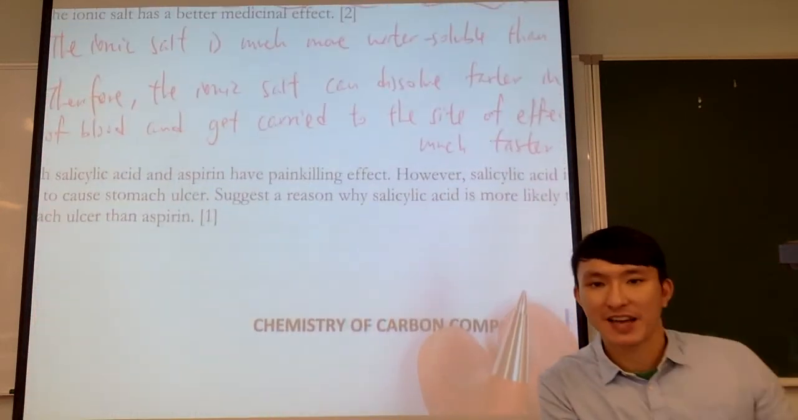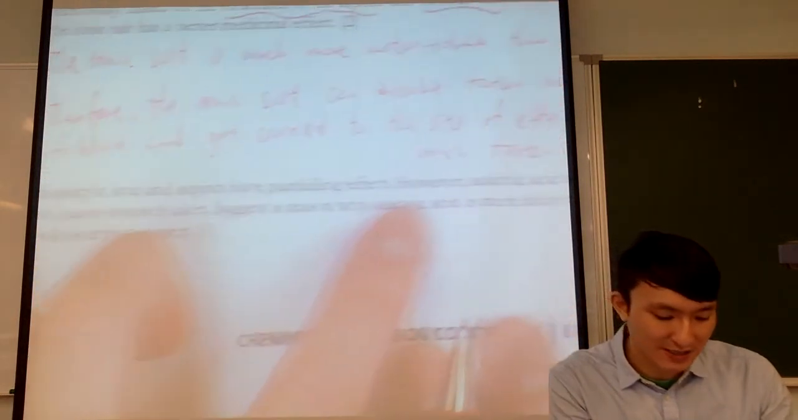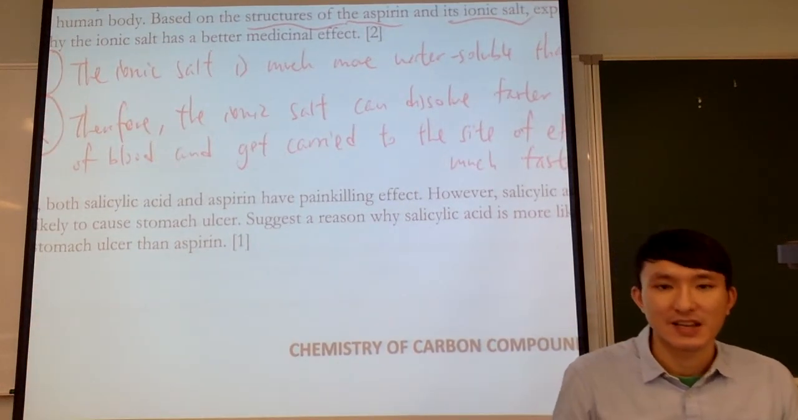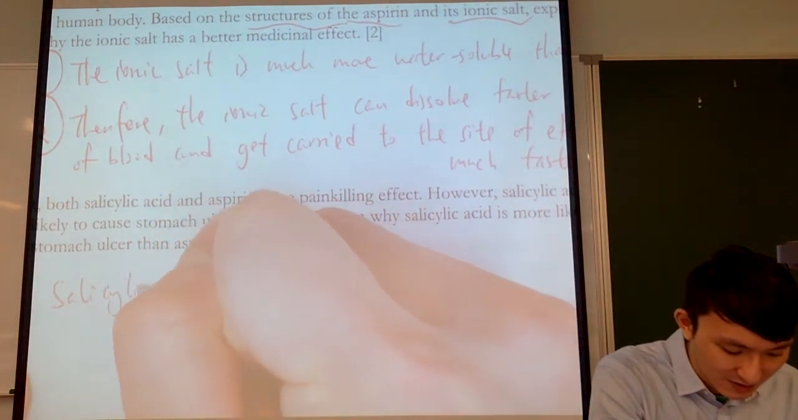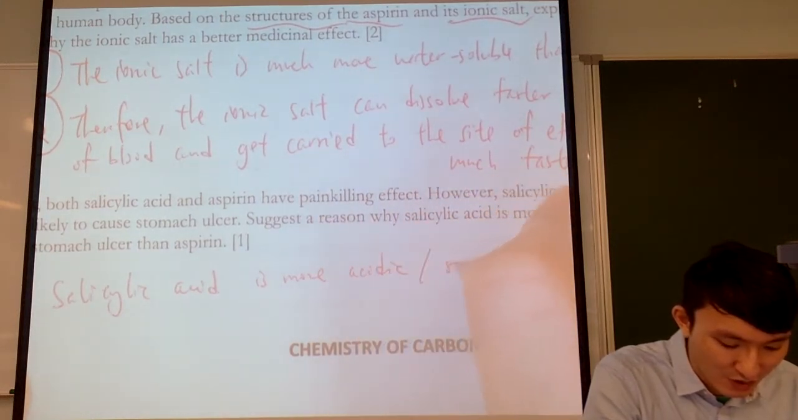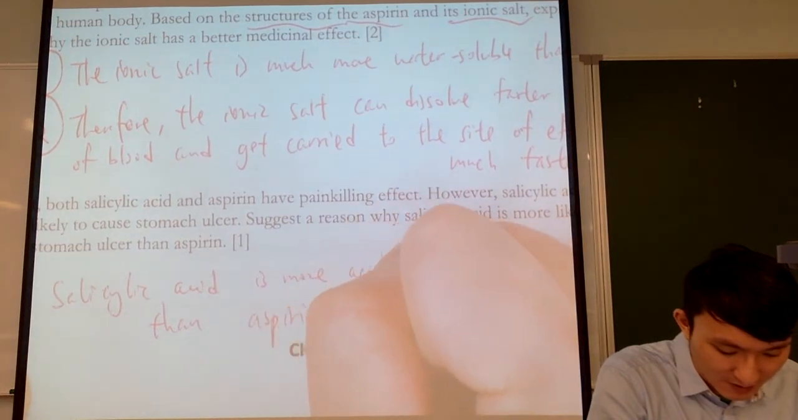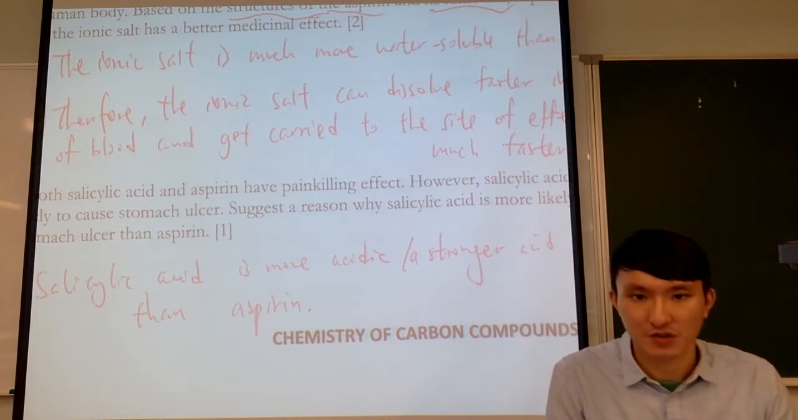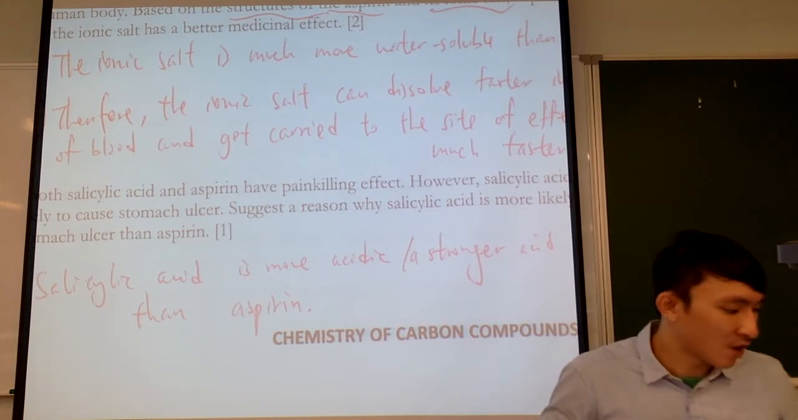Okay, down here, again, this one, I did talk about that. It says that, in fact, both the salicylic acid and aspirin have painkilling effect. However, salicylic acid is more likely to cause stomach ulcers, which is a reason why. So here, basically, you need to explain in terms of their acidity. So basically, you can say salicylic acid is more acidic or is a stronger acid than aspirin. Okay? Or you can say salicylic acid dissolves in water to give a higher H plus concentration. Okay? Something like that. Okay? So that should do it. That would be all we have to know about aspirin.